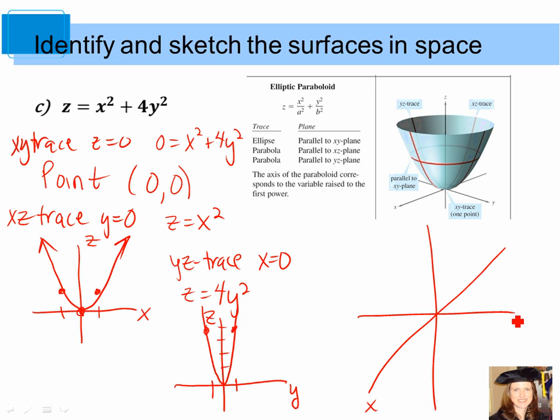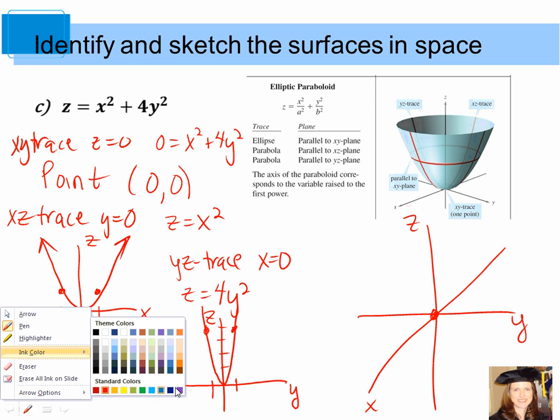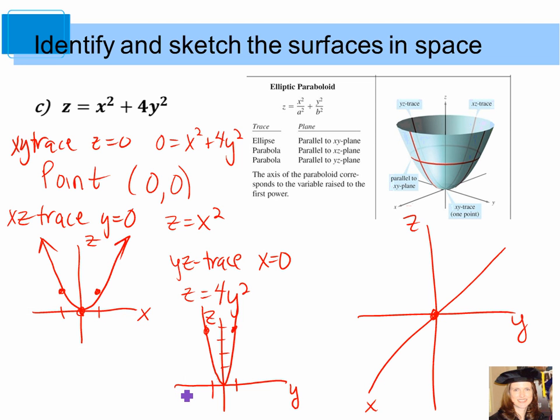Okay, we have the x-axis, y-axis, and z-axis. Point 0, 0 is our first trace. The parabola that opens up around the z-axis in the xz plane, you can think of this point here at 1, 1 and at negative 1, 1. And then finally the yz trace. When y is equal to 1, z is equal to 4. So it's a very narrow parabola that opens up.